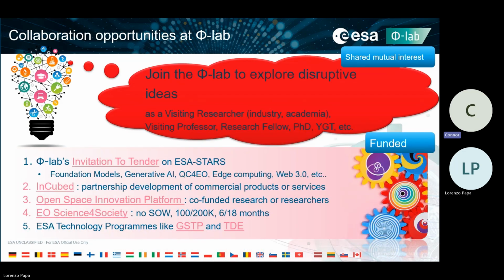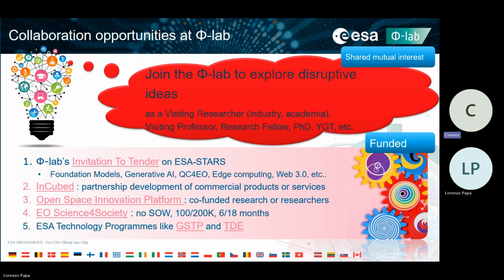We have two main ways of collaboration that I quite skipped before. We collaborate through visiting professors, research fellows, PhDs, but also visiting researchers. So if you come from a company, we also host colleagues that work on satellite images at other companies, and we spend a bit of time together in order to collaborate on common interests and topics, obviously for the common good. And also, if you are more interested in applying for funding, we also have an InCubed program for startups, and the invitation to tender created by PhilLab.